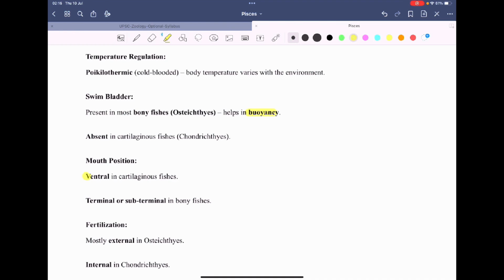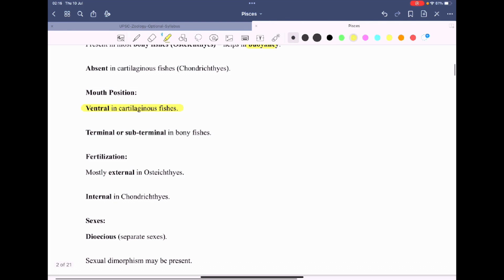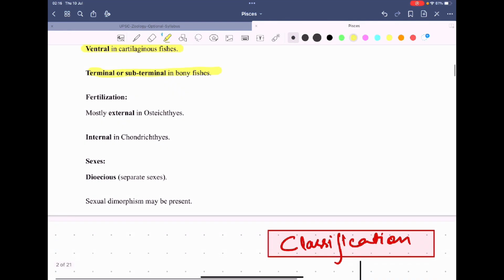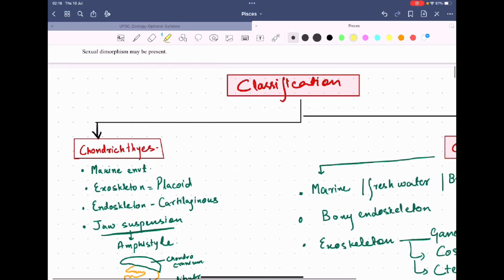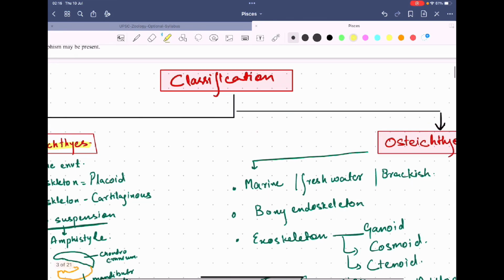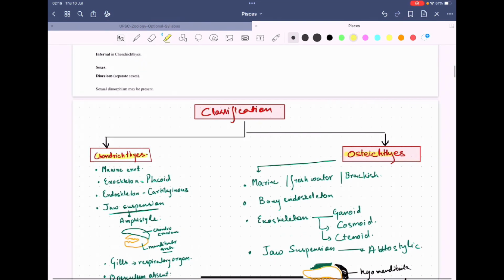The mouth position is ventral in cartilaginous fishes, and it is terminal or subterminal in the bony fishes. And mostly the fertilization is external in osteichthyes and internal in chondrichthyes, and sexes are separate. The male and female will be separate. The major classes of the Pisces include the chondrichthyes and the osteichthyes. So you need to know about them.